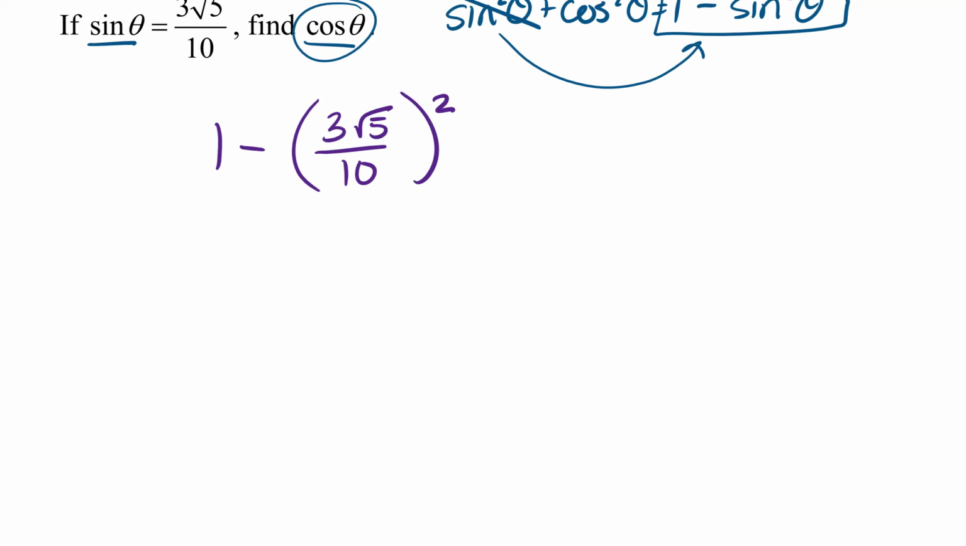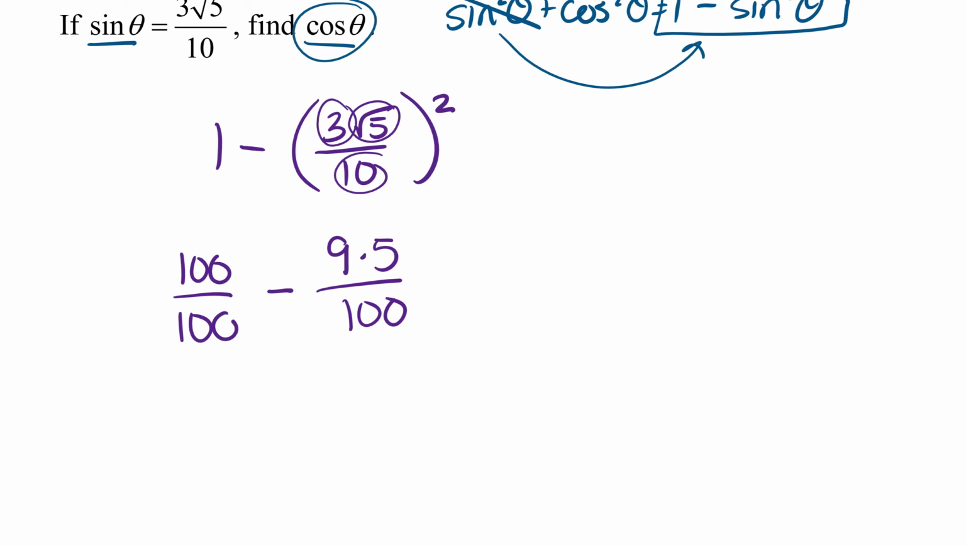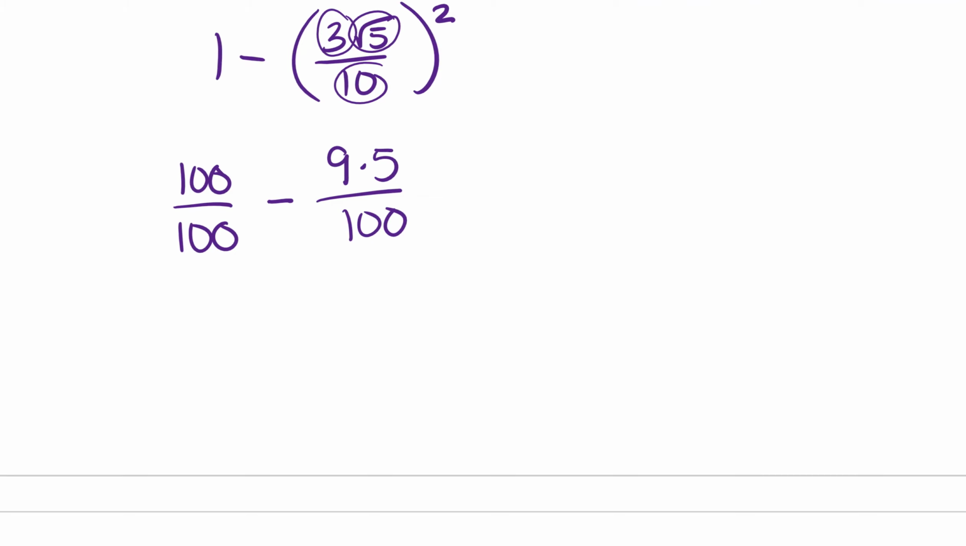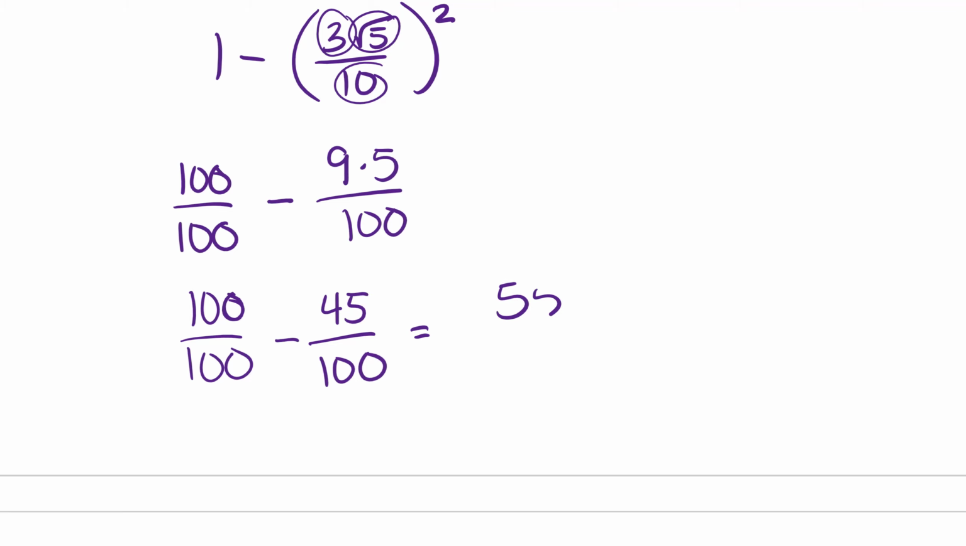If I square that fraction, I would square this number, so I have 9 square root of 5 times 5. Squared, 10 is 100. And since my denominator is 100, I would change this 1 to 100 over 100. Now let's keep going. We have 100 over 100 minus 9 times 5, which is 45. That gives me 55.